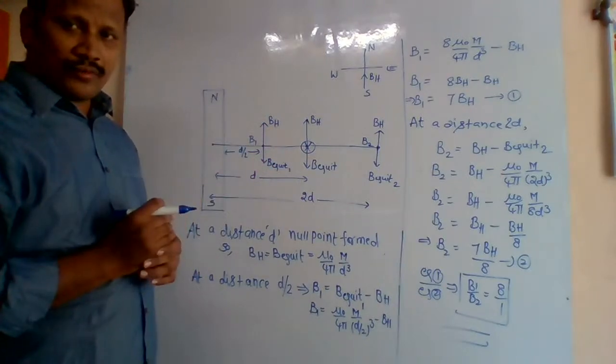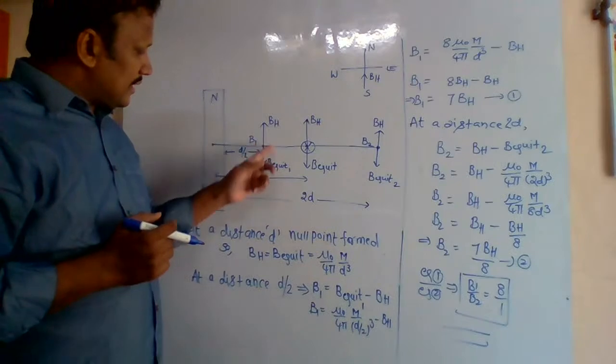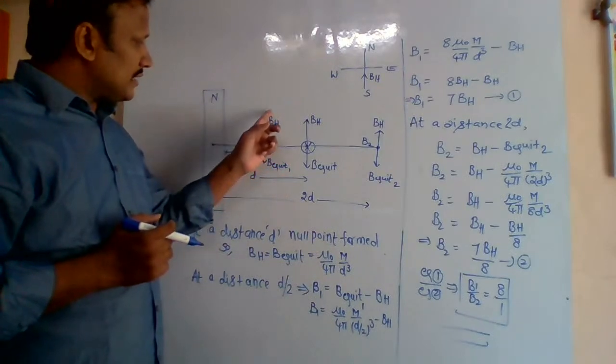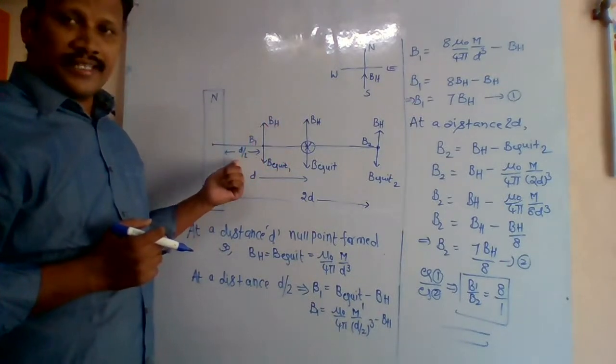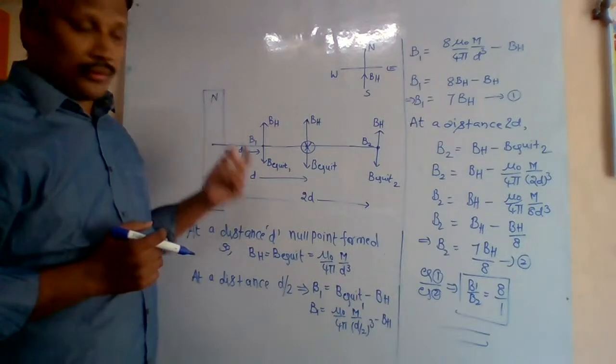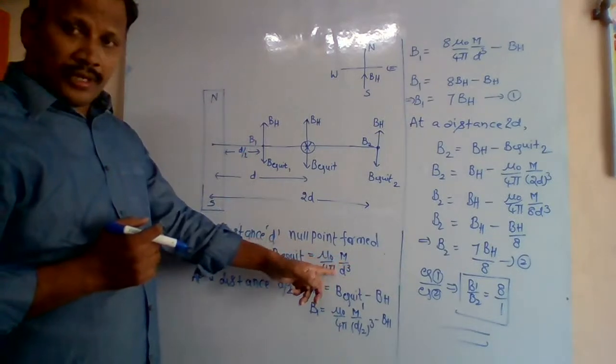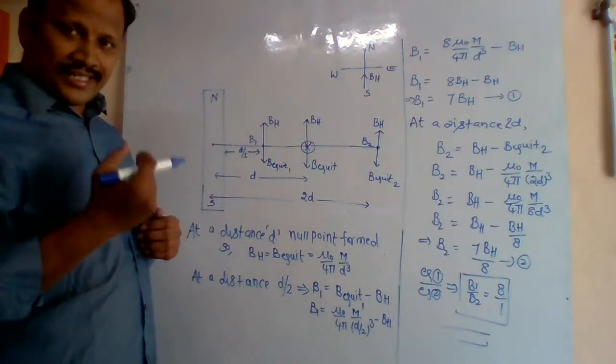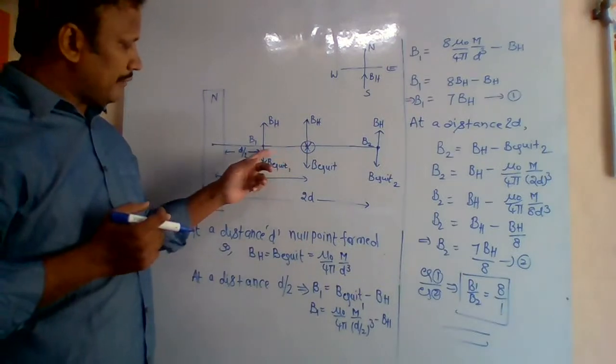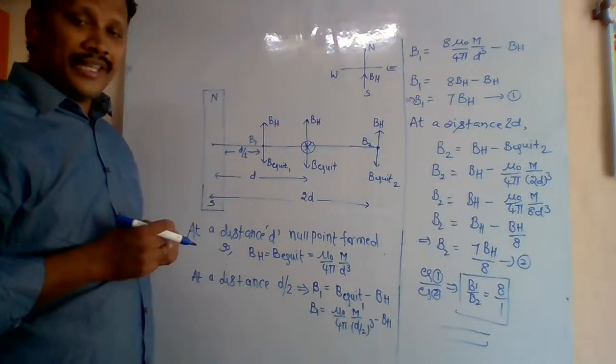Opposite direction is nothing but what, just subtract. So here basically B equatorial 1 is greater than that of BH. Why? Because here distance is less. Distance is less, field is more. Right? M by d/2 whole cube we will get. So distance is less, magnetic field is more. That means B equatorial 1 is more than that of BH.